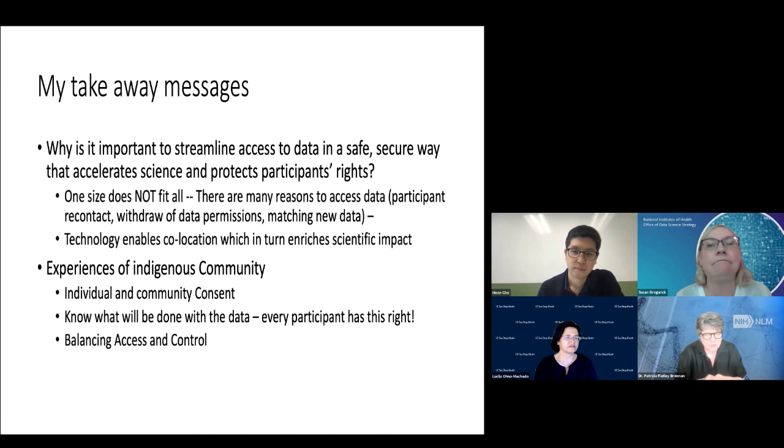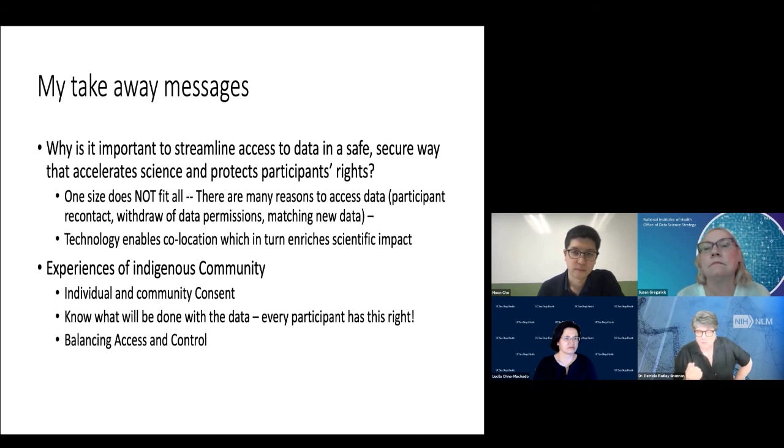And that was a very important part of Richard's message. The other part of his message that I think is really important is that the technology is allowing us to do many new things that definitely enriches scientific impact, but also brings about much more complicated questions and ideas related to how we're going to manage the rights of individuals and advance science at the same time.